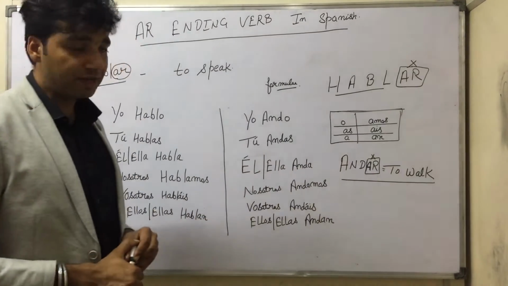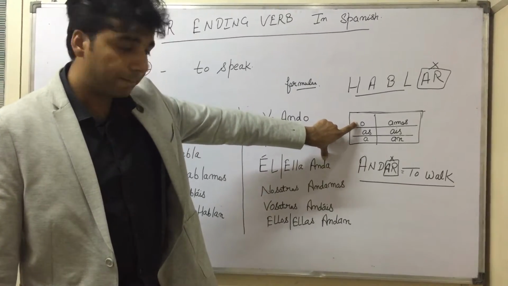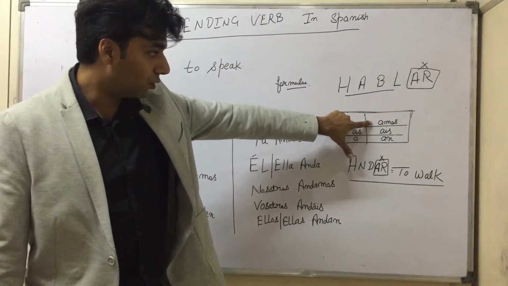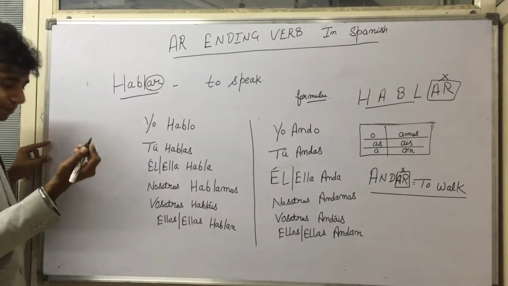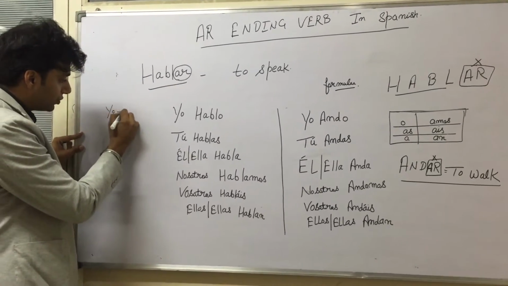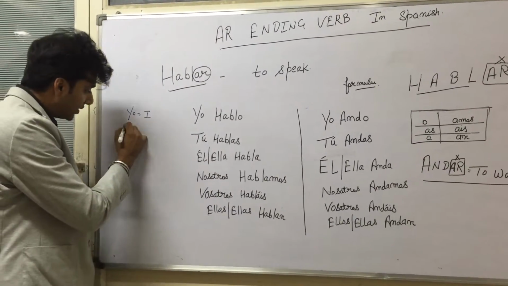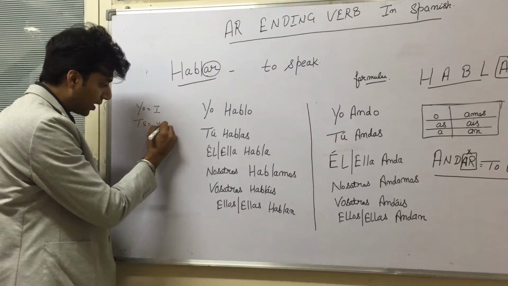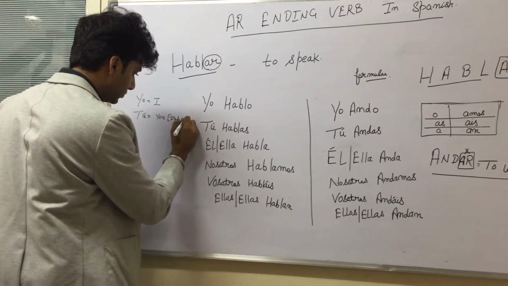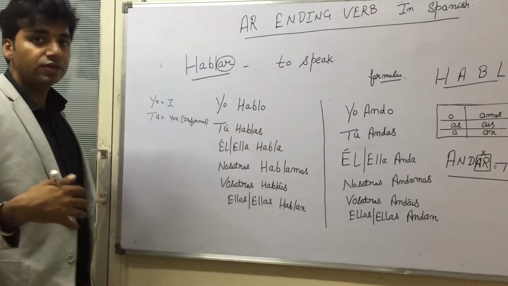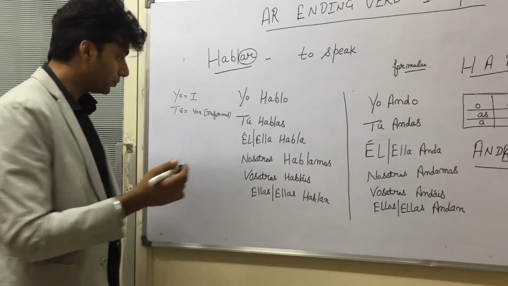This is the formula, right? You have to repeat after me: O, AS, A, AMOS, ÁIS, and AN. First thing you have to learn: yo is equal to I in Spanish. Speak after me. Yo is equal to I. Tú is equal to you in Spanish, which we call informal. So yo is I, and tú means you.